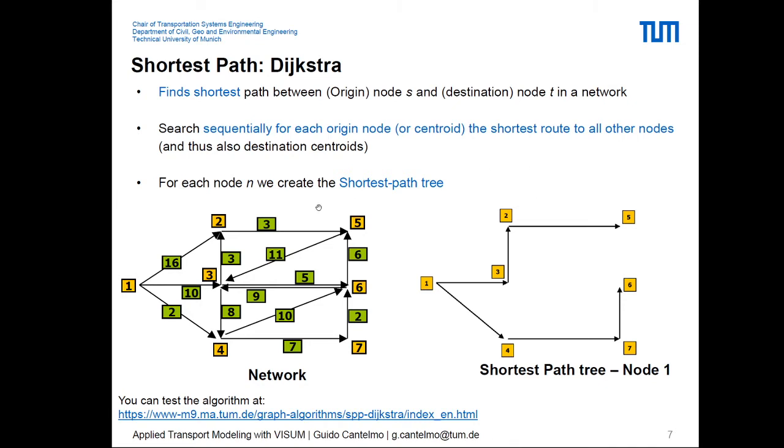A general network is the one that you can see on the left. And this is characterized by many different possible routes. For instance, one of the typical characteristics of a general network is the presence of loops.